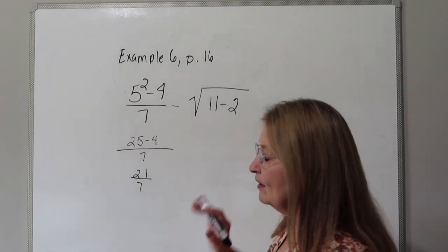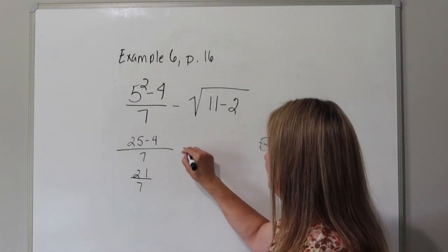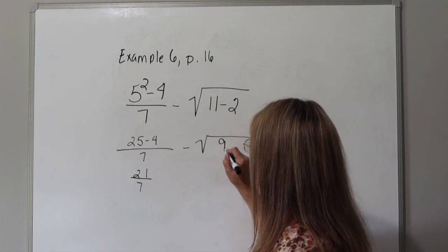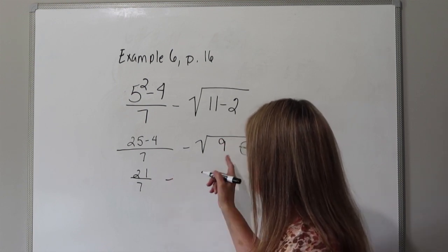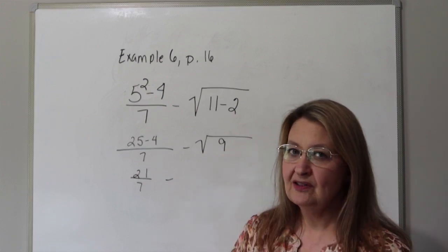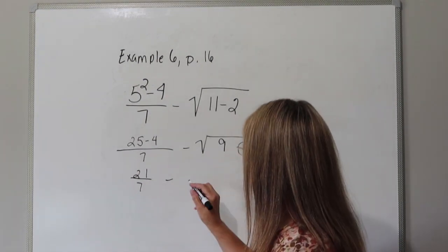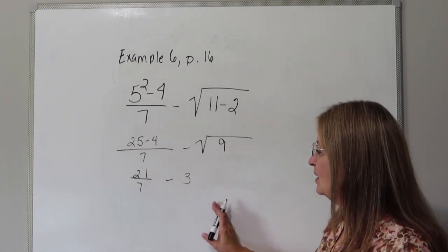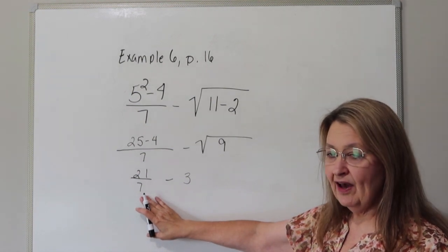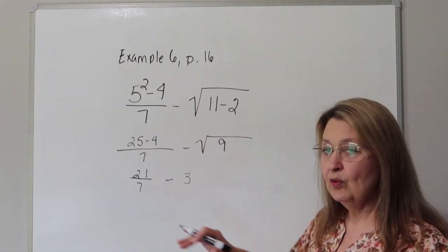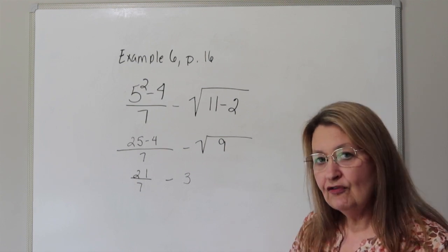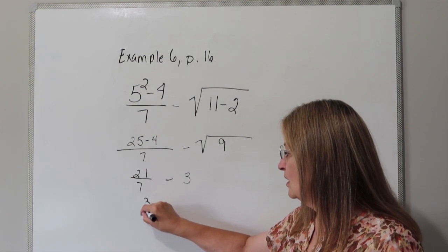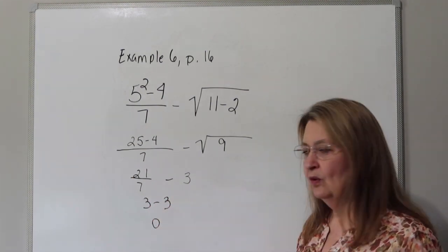Okay, this radical sign is a grouping symbol. I have to do what's under it first. So what's 11 minus 2? 9. And what's the square root of 9? You can simplify that because the square root is actually an exponent. So what is the square root of 9? 3. Okay, now let's come here. This fraction can be simplified, and also according to the order of operations, what do you do first? You do division. A fraction is division. So 21 divided by 7 is 3 minus 3, which is 0.